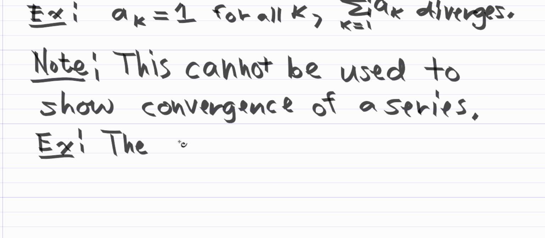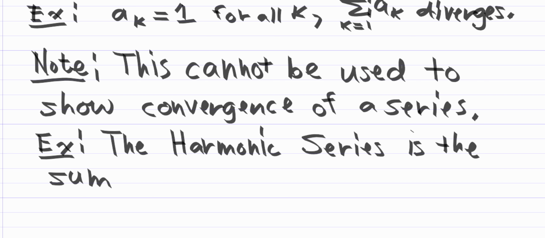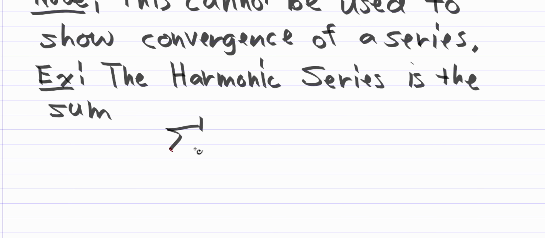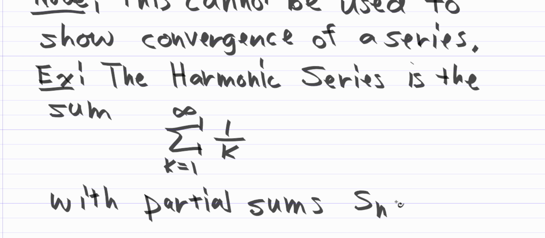So the harmonic series is the sum from k equals 1 to infinity of 1 over k, with partial sums S_n equals the sum from k equals 1 to n of 1 over k.